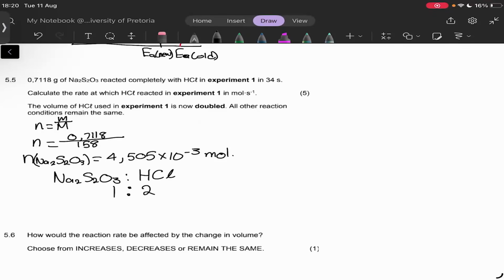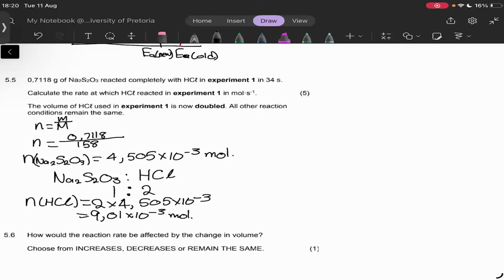And now to get the moles of hydrochloric acid, it's simply going to be 2 times the moles of sodium thiosulfate. And that then gives me 9.01 times 10 to the power of -3 moles. Cool. As it is, we are not done.